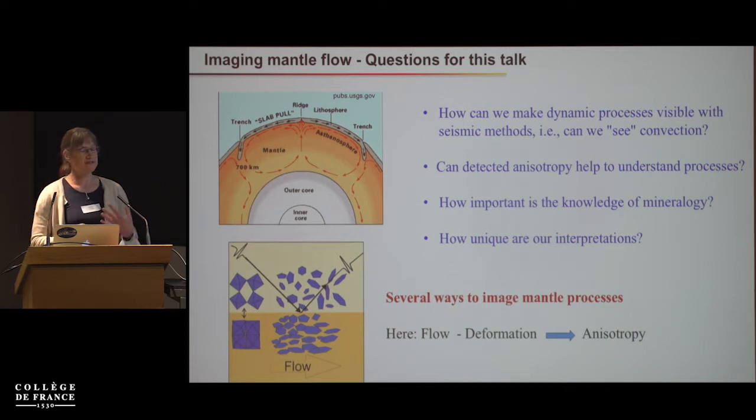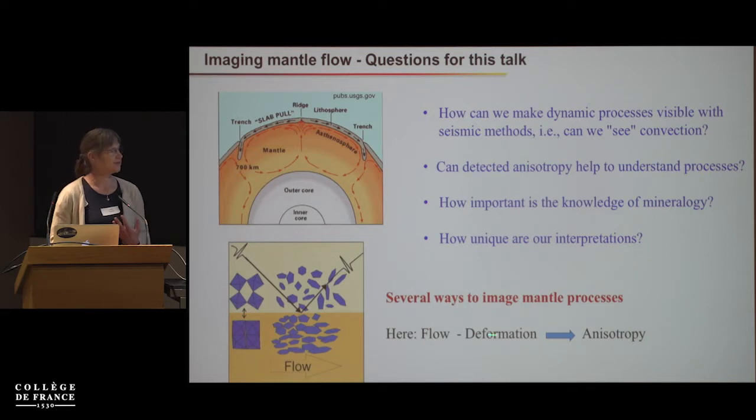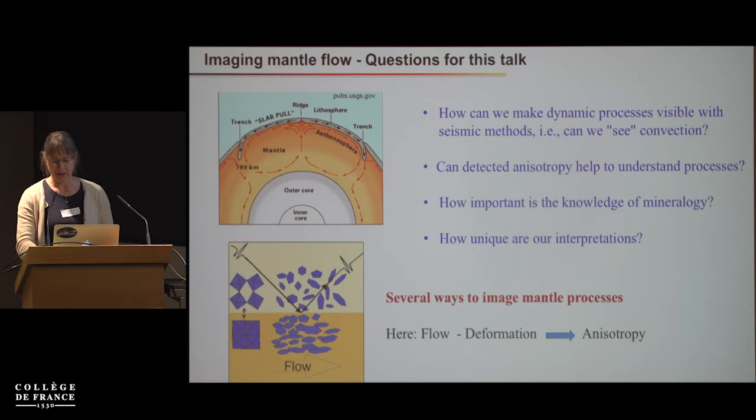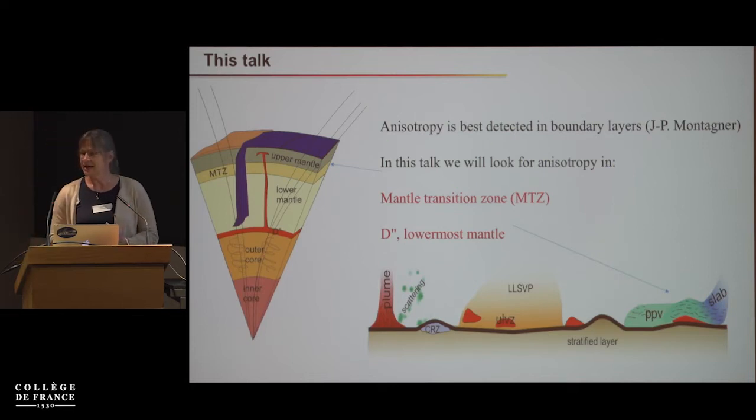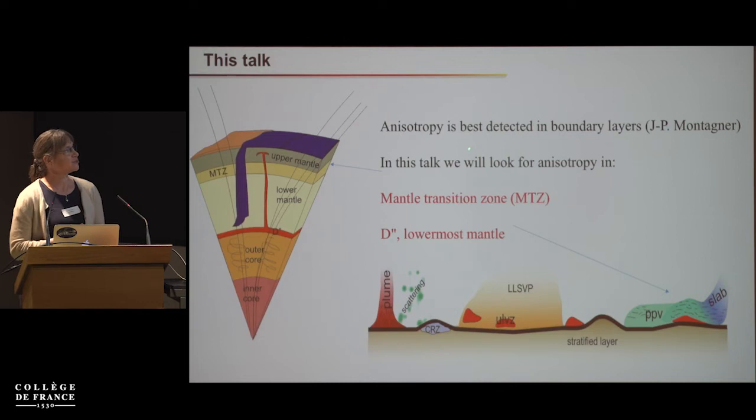So of course there's lots of different ways of imaging mantle processes. I'm going to look at flow that creates deformation and that creates anisotropy here. And there was a nice publication from Jean-Paul a while ago where he said that anisotropy is best detected in boundary layers. And this, I think, is very true. So in this talk, we will look at two regions only. We look at the lowermost mantle, D double prime, and we look at the mantle transition zone.